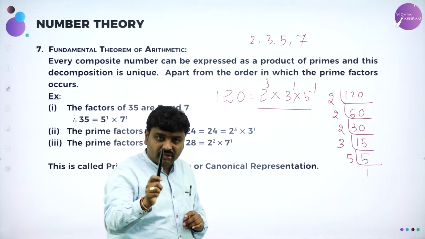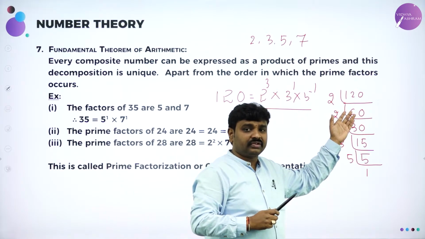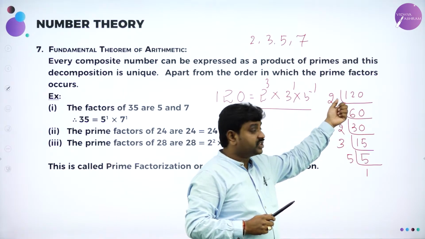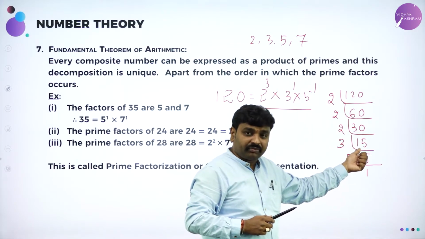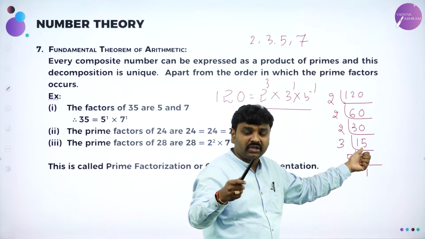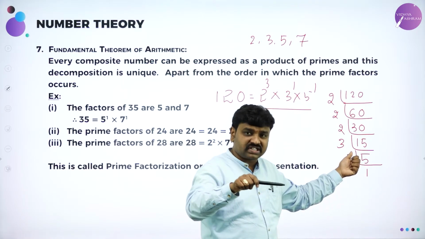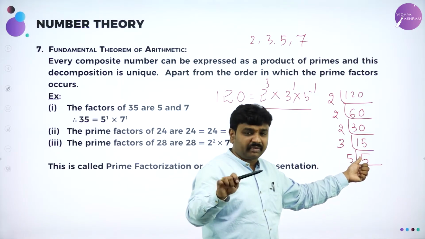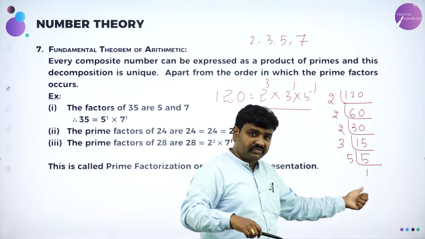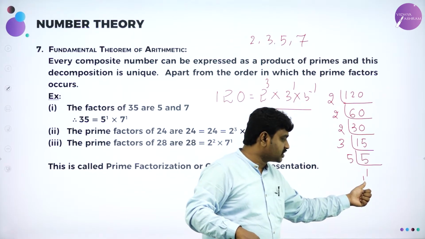I hope all of you understood how to do it. Start with the prime numbers. So 2 is the first prime number which divides this. I'll go on, but when I come to 15, 15 is not divisible by 2. What is the next prime number? 3. Try with 3. Yes, it is divisible. 3 5s are 15. 5 is not divisible by 2 and 3. Try the next prime number 5. 5 1s are 5. When you get 1, stop the process.